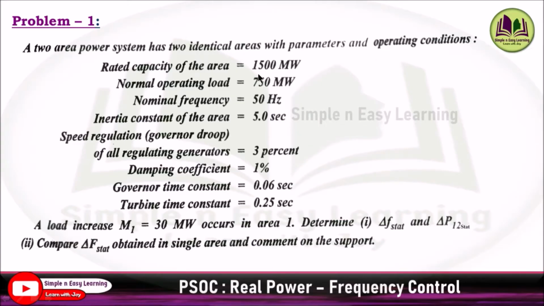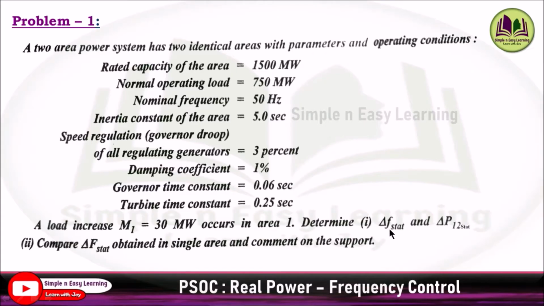The rated capacity of the area is 1500 megawatt, normal operating load is 750 megawatt, nominal frequency is 50 hertz, inertia constant of the area is 5, speed regulation is 3%, damping coefficient is 1%, governor time constant is 0.06, turbine time constant is 0.25 second, and the load increase, that is del PD1, here mentioned as M1, is 30 megawatt, occurs in area 1.